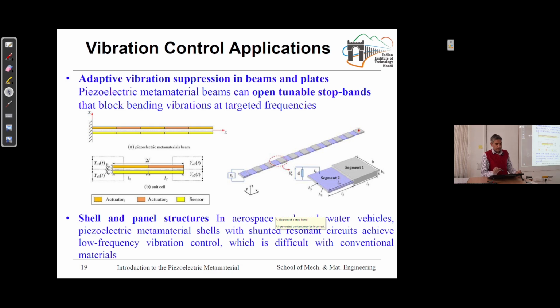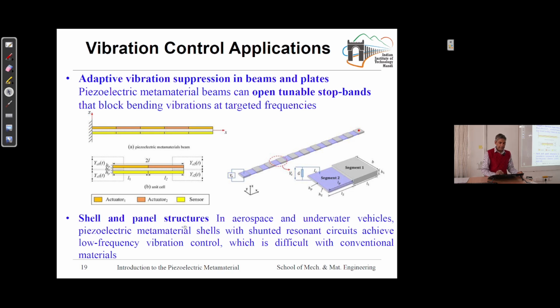Now, different applications. The application of piezoelectric metamaterial is vibration control. So actually we can have adaptive vibration suppression in beams and plates. You can see this is my beam, and we can have piezoelectric metamaterials on both sides, and of course every side will have the RC circuit. So when we have vibrations, they will be converted into heat.